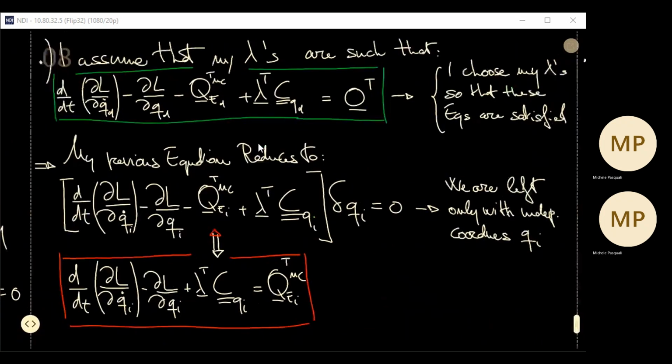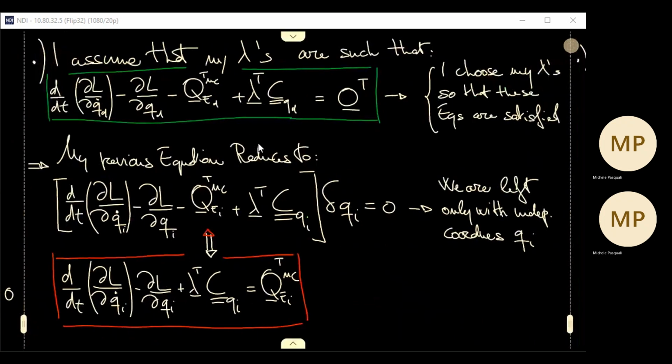So once this is done, I'm left with this. So this is the definition of the lambda. This is the equation that defines the lambda. I'm left only with this. These are independent. So I can pass from the weak formulation to the strong formulation.